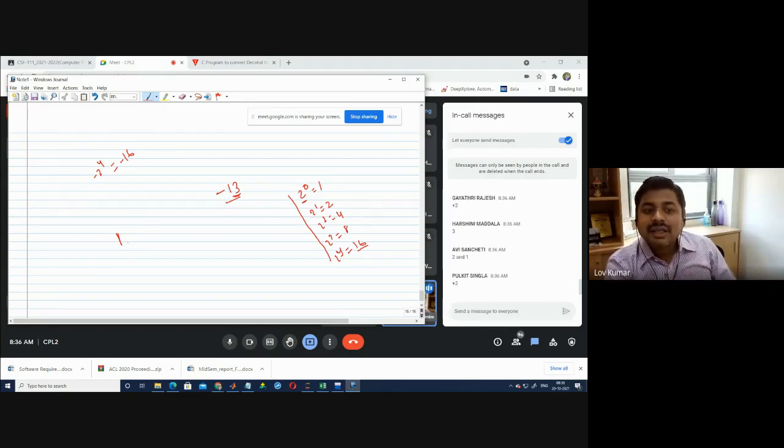3. How to write 3 in this one? We are writing the 4th bit, so 3, 2, 1, 0. How to write 3 in a 4 bit number? 0, 0, 1, 1. Now you can see this is the representation of minus 13.